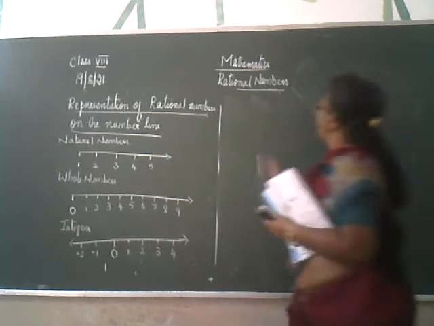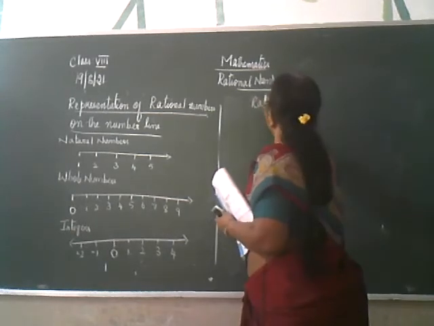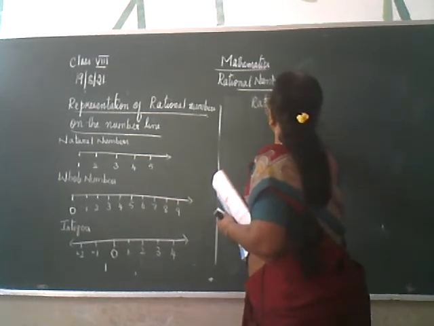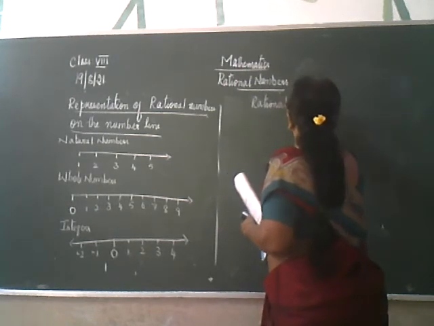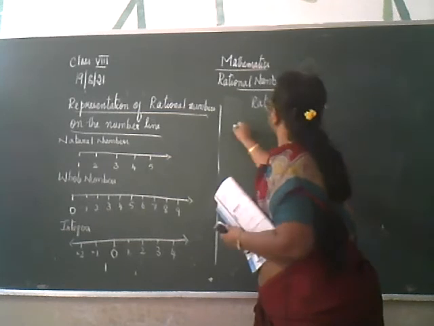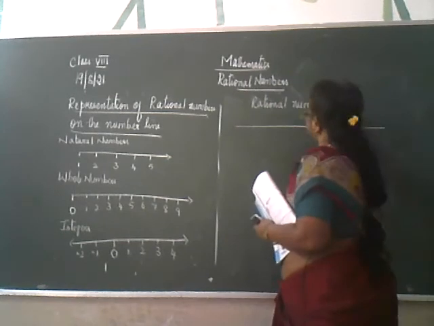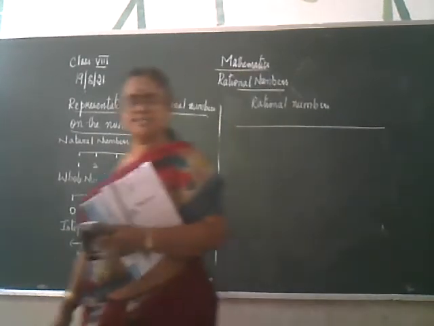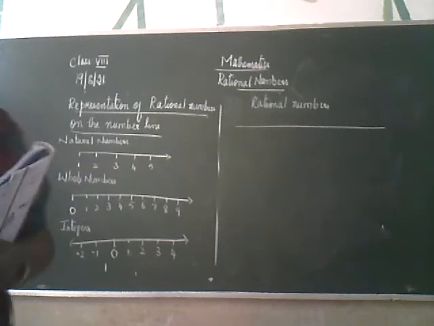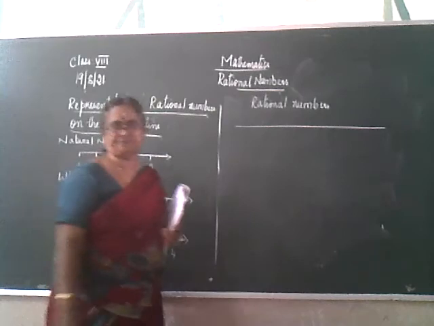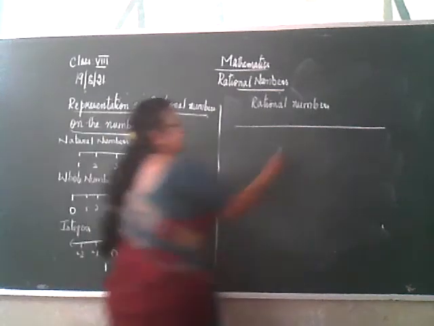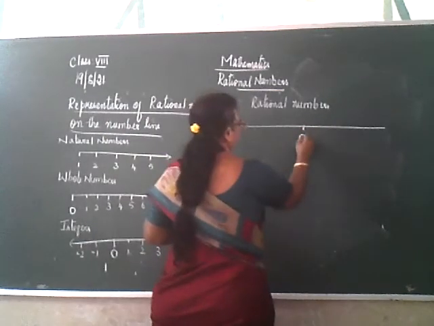So now, after integers, there come rational numbers. Rational numbers are in the form of p by q. So you have to write in the fraction form. So let me have 0 in between.